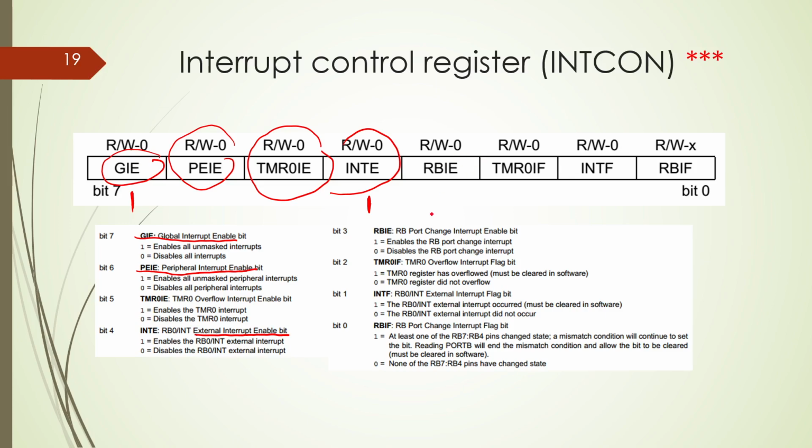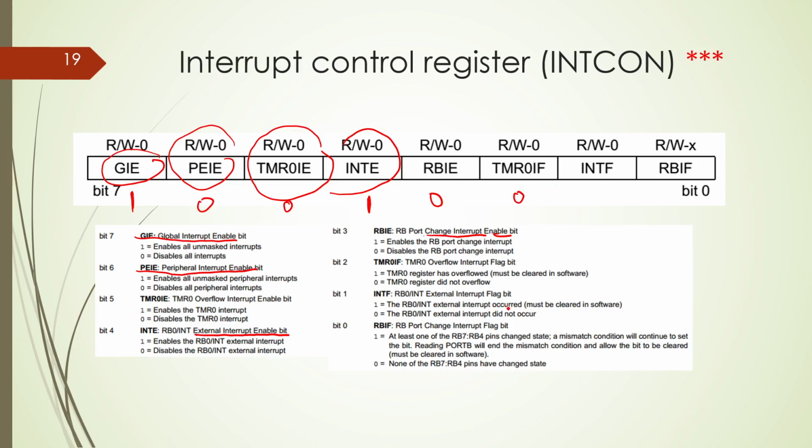And then RBIE, which is the port B change interrupt enable bit. If you want to use the rest of port B, 1 is enabled, 0 is disabled. So let's say you want to disable it, and then we are not using timer yet. Okay, peripheral is not used yet. And then we're going to use Timer 0. No, we're not using Timer 0 interrupt.